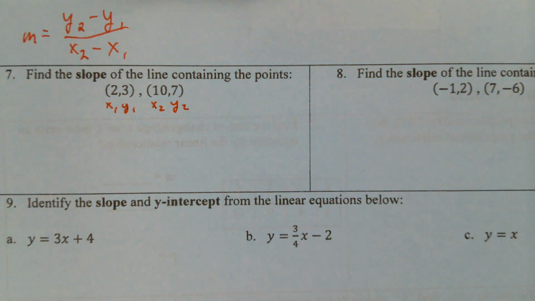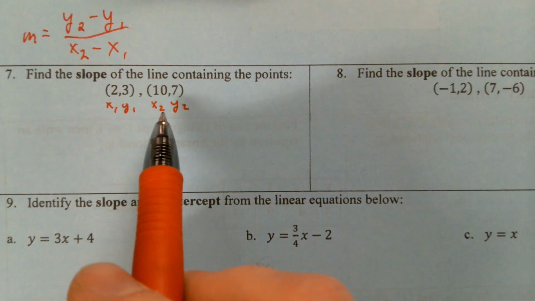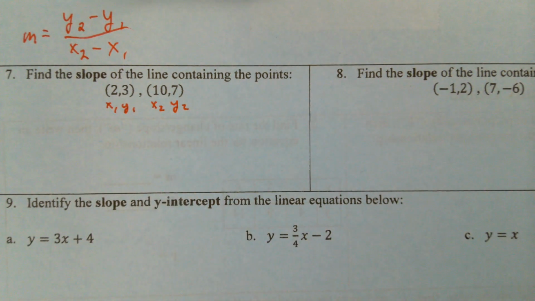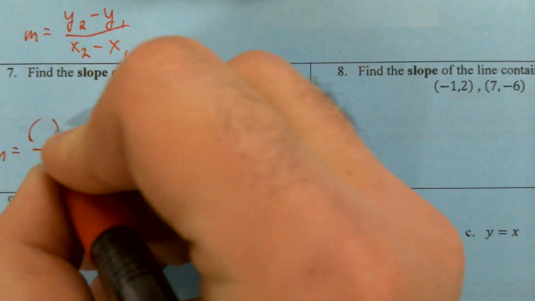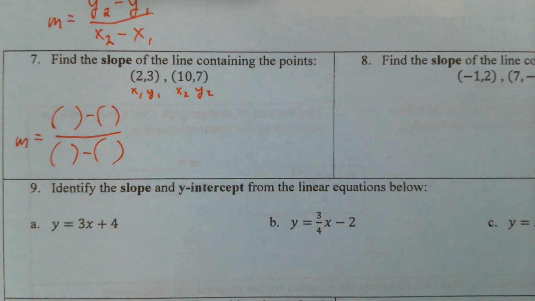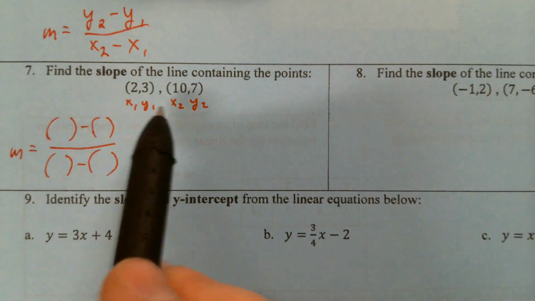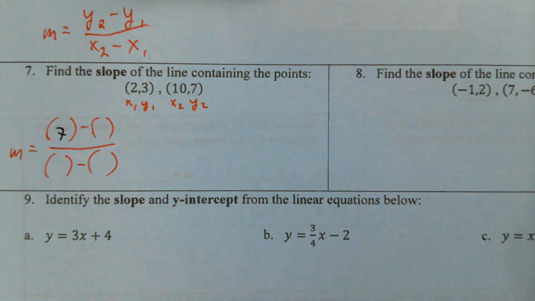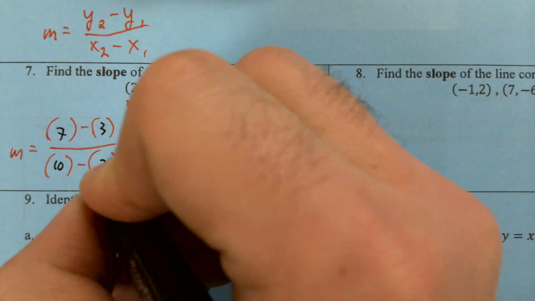Again, all this does is signify that it's our first x-coordinate and our first y-coordinate, then our second x-coordinate and our second y-coordinate. It's not an exponent, it's just telling us the order. So now we just got to plug each of these in. M is going to be equal to, if you remember our setup, parentheses minus parentheses over parentheses minus parentheses. What number is going to get plugged in first here? 7 minus what? 3. Y1 is 3. And on the bottom we've got 10 minus 2.